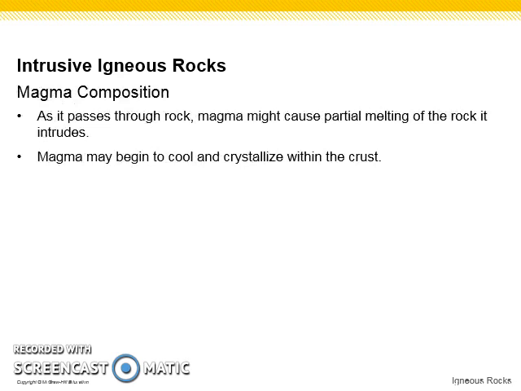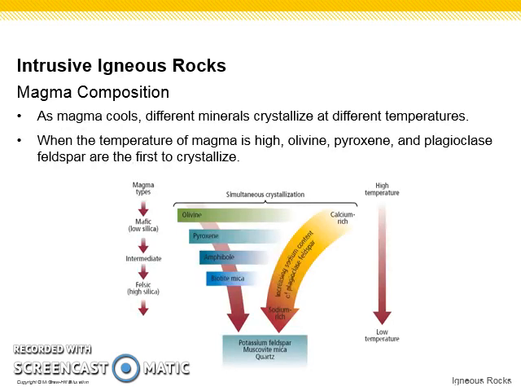Magma composition for intrusive igneous rocks. As it passes through rock, magma might cause partial melting of the rock it intrudes. Magma may begin to cool and crystallize within the crust. As magma cools, different minerals crystallize at different temperatures. When the temperature of magma is high, olivine, pyroxene, and plagioclase feldspar are the first to crystallize.